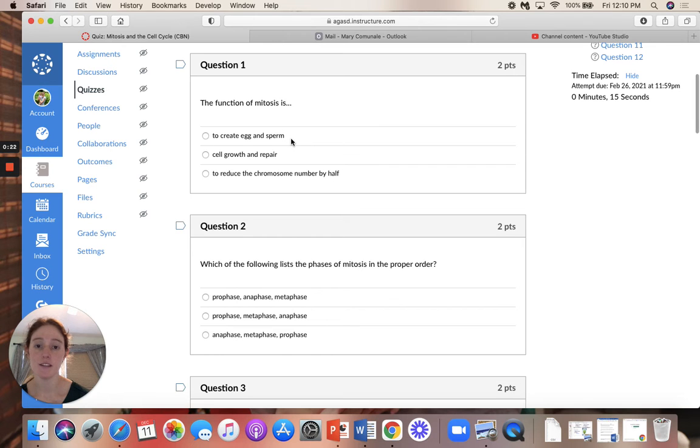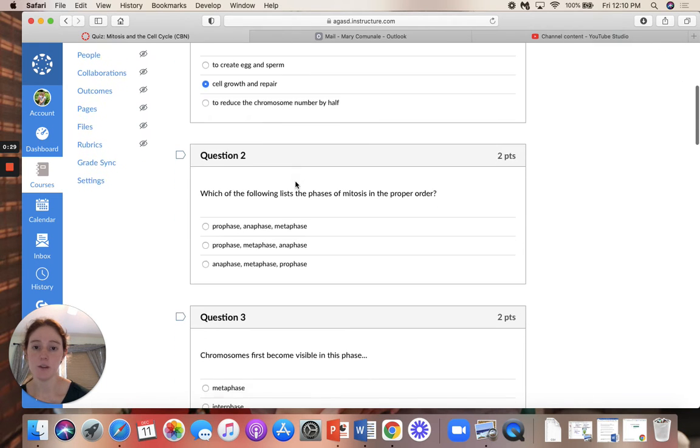The function of mitosis is it to create egg and sperm? No, that's the function of meiosis. This is for cell growth and repair. Reduce the number of chromosomes by half is also meiosis.